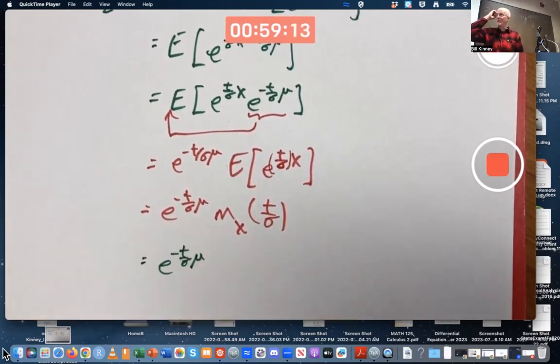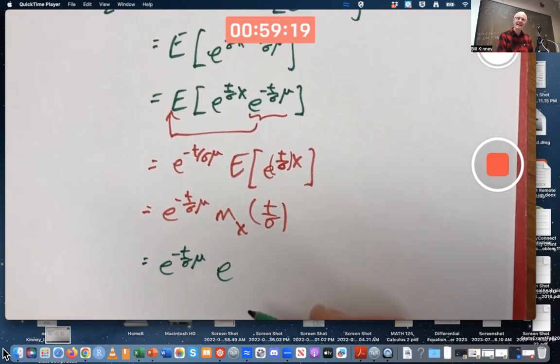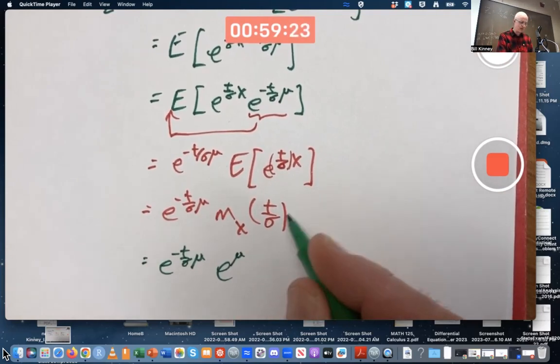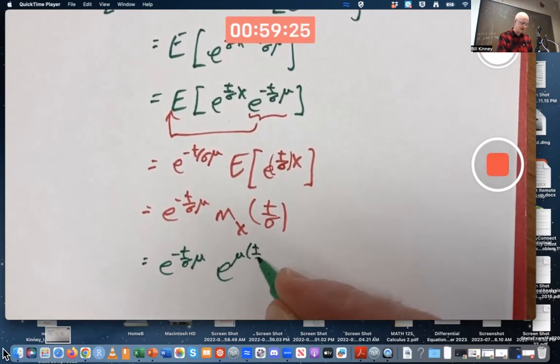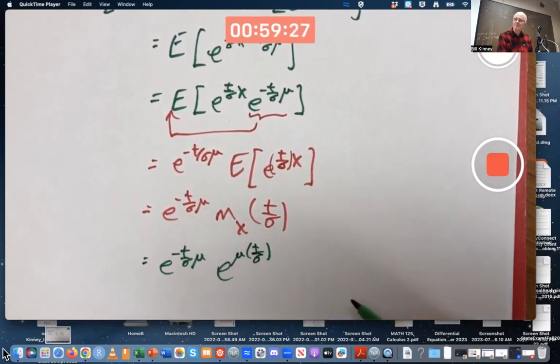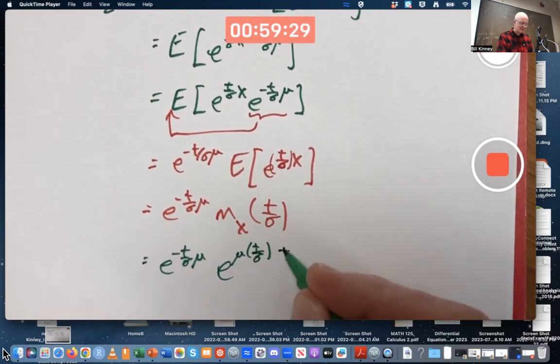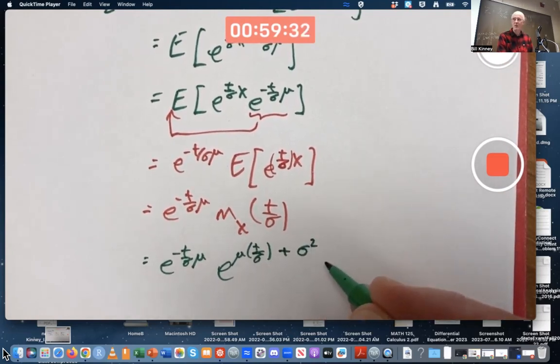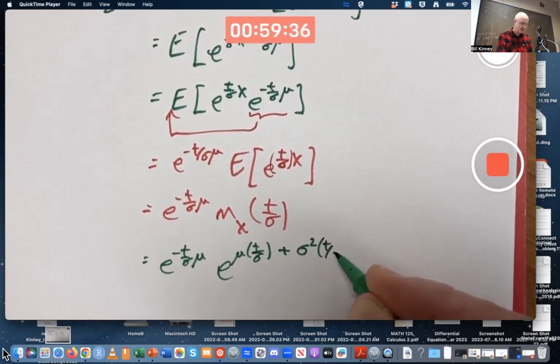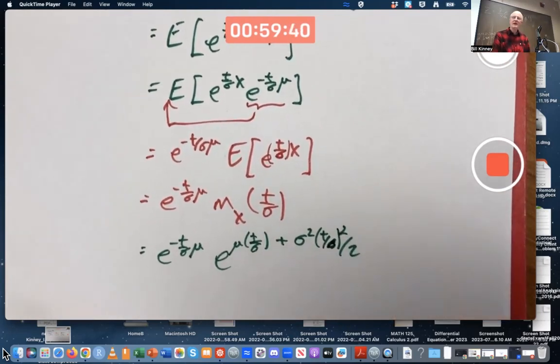I purposely tried to memorize it before I came to class today because I was afraid I was going to forget it. E to the mu times t in general, but we replace t with t over sigma, plus sigma squared t squared over 2, but replace t with t over sigma. You can look that up.